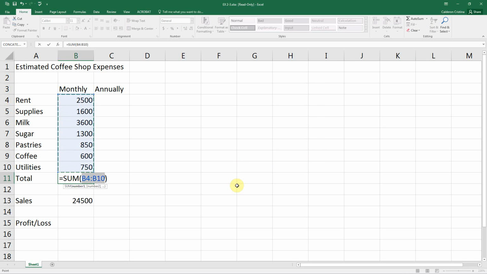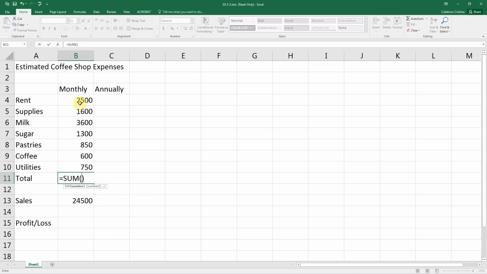It's going to ask you to verify. Do you want to add up B4 through B10? You can always say, no, actually, I only want to find the expenses for rent and supplies, or I only want to find it for rent through sugar. How would you skip one of the cells? Let's say I wanted to do rent and sugar. What would you press? Hold control. Yep, just control. But thankfully, we don't have to make it so complicated.